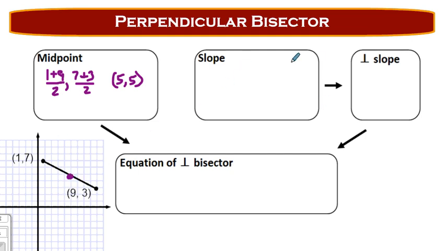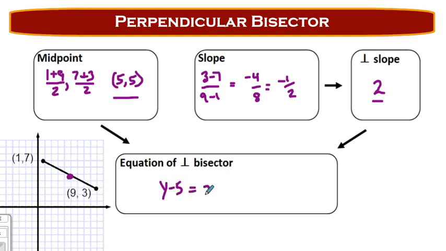All right, next thing I need is my slope. So I'm going to subtract my y's. 3 minus 7, so y2 minus y1, and then 9 minus 1. And I get negative 4 over 8, which is negative 1/2. Now that I have my slope, for my perpendicular slope I'm going to flip it and change the sign, so it's positive 2 over 1, or just 2. And now I'm going to use the point (5, 5) and the slope 2 to write my line. y minus 5 equals 2 times x minus 5, and I'm done.